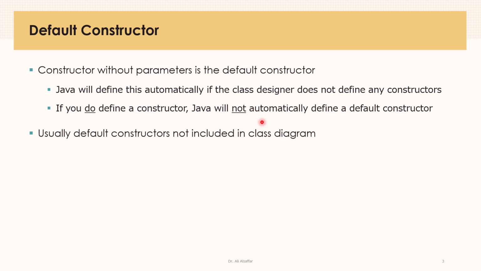Now, when you define or design your class using UML, usually the default constructors are not included in the class diagram.